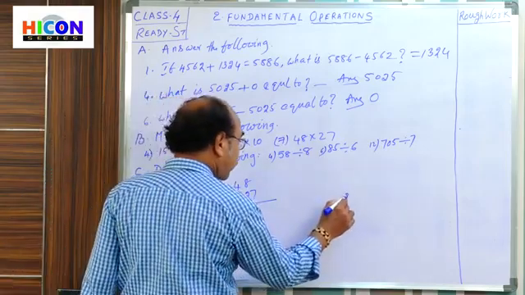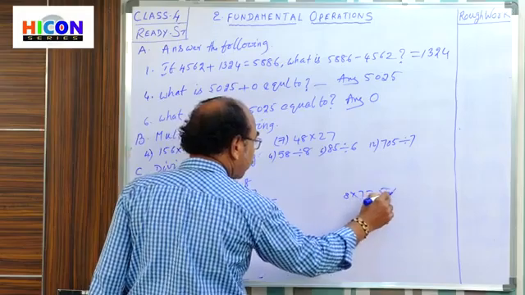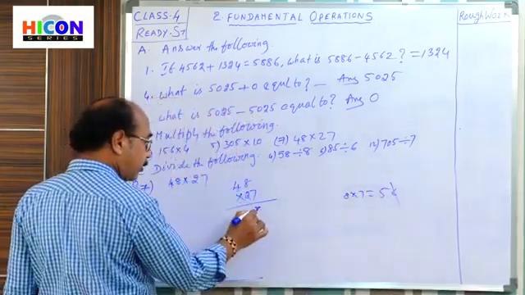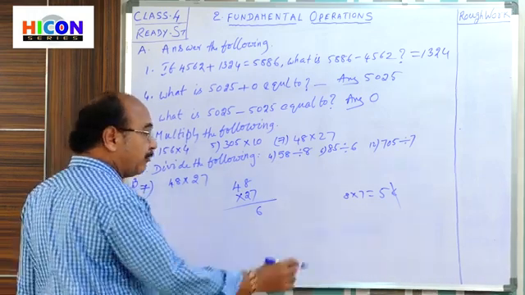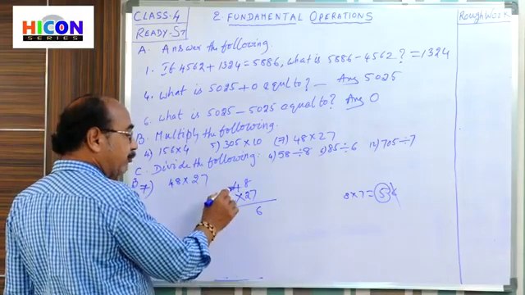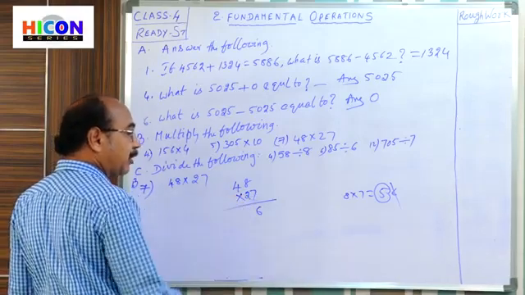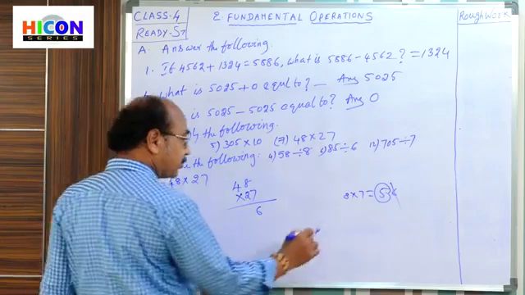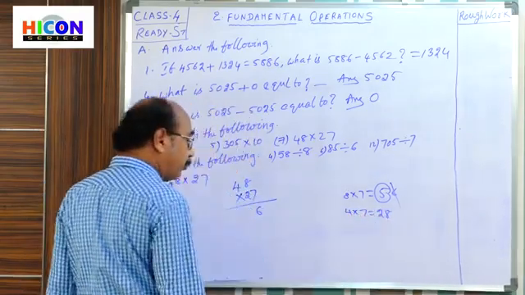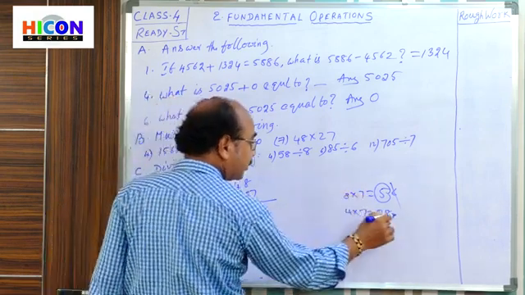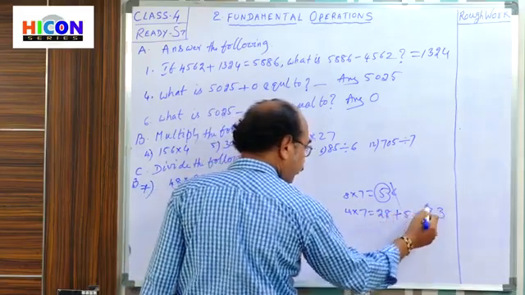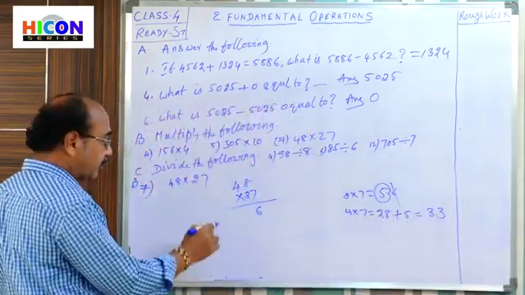8 into 7. 8 sevens are 56. So write 6 in the units place. Now 5 is there, keep in mind. Now multiply 4 with 7. 4 sevens are 28. 28 plus here what is there? 5 is there. 28 plus 5, how much? 33. Write 33 here.